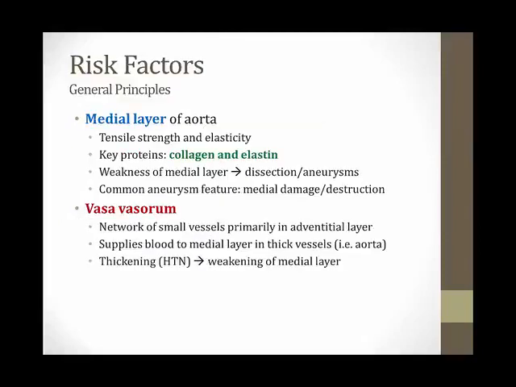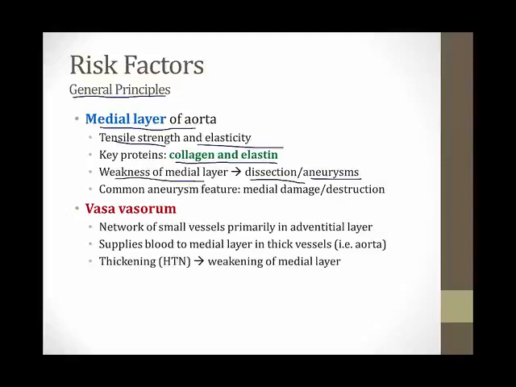Now we're going to talk about the risk factors for aortic dissection, and in order to do that, I want to review a few general principles about the aorta that will hopefully help you understand the risk factors and also to remember them. So first of all, you should know that the medial layer of the aorta, the middle layer between the intima and the adventitia, is what gives the aorta its tensile strength and elasticity. And there are two very important proteins that are responsible for the tensile strength and elasticity, and those are collagen and elastin. If there is a weakness of the medial layer for any reason, then the aorta generally becomes weak and it's vulnerable to dissections and also aneurysms, which we'll talk about in a minute.